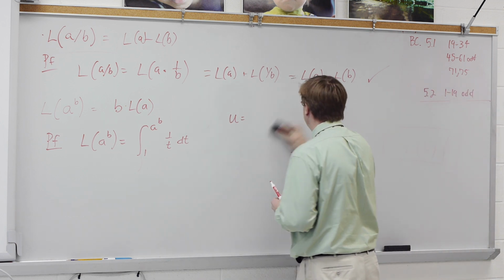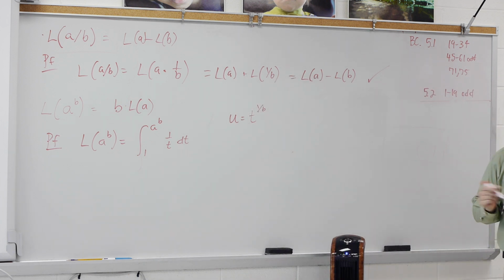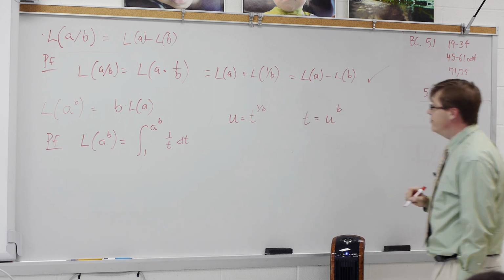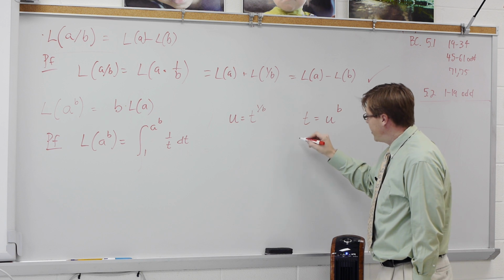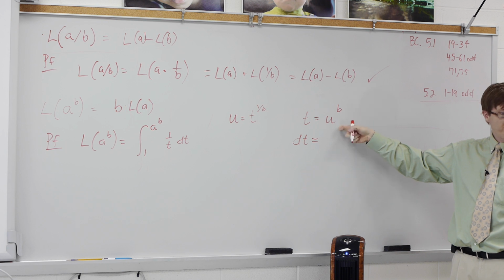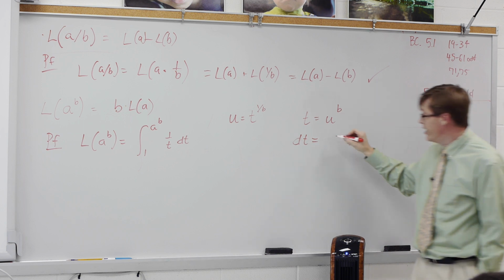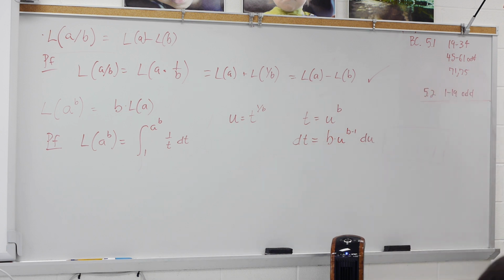Okay, so let's say u is t to the 1 over b. And instead of taking a derivative of that, I'm going to solve for t, just because this is a little bit easier. So t is u to the b. So if I take a differential, dt is, u is a constant. So what's the derivative of u to the b? Exactly, it's power rule. B times u to the b minus 1 du. All right?